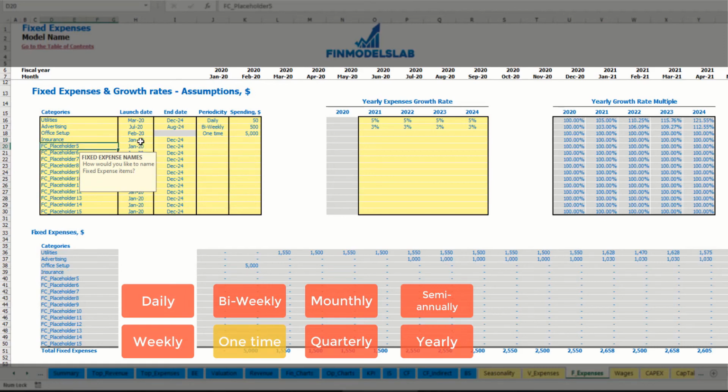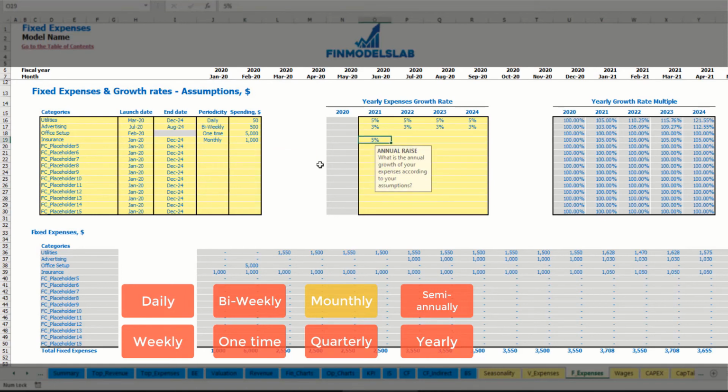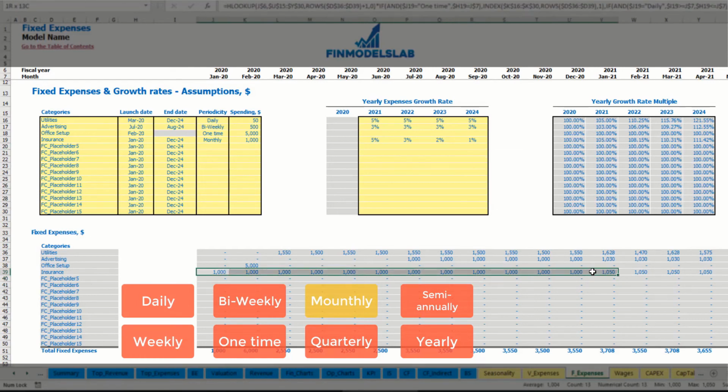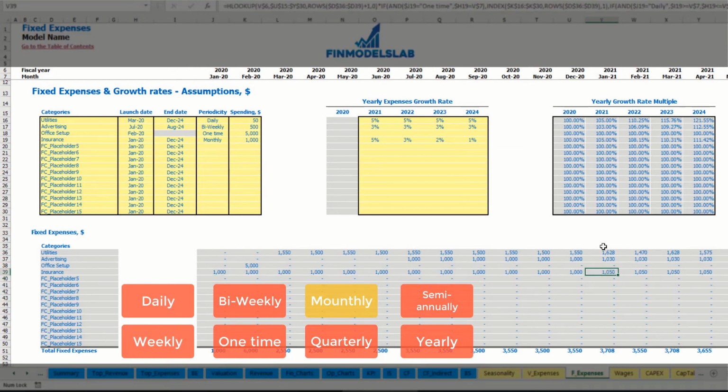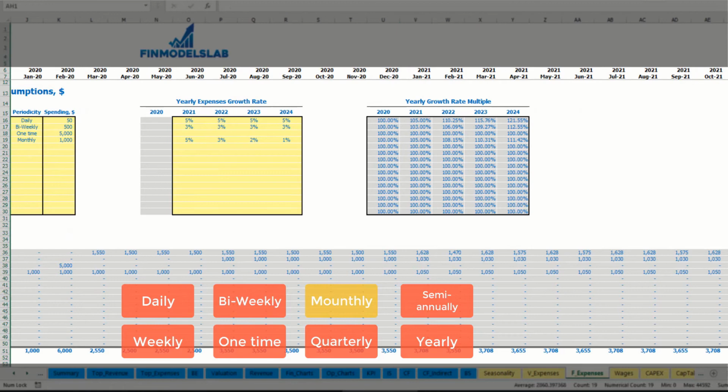insurance. Let it start from January 20 till the end of the model, and it can happen monthly with $1,000 per month, with 5% of growth the first year, 3% of growth the second year, 2% of growth the third, and 1% year number 4. So you may see this calculation here. Starting from January 21, it will grow by 5%, which is $50. And starting from January 22, it will grow by 3%, which is additionally $32.